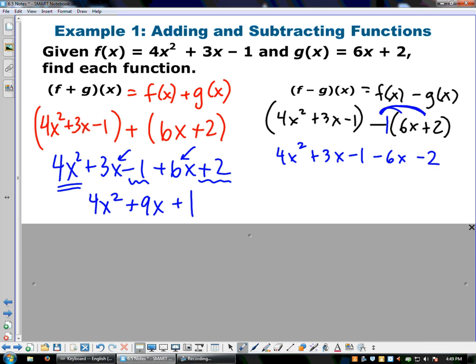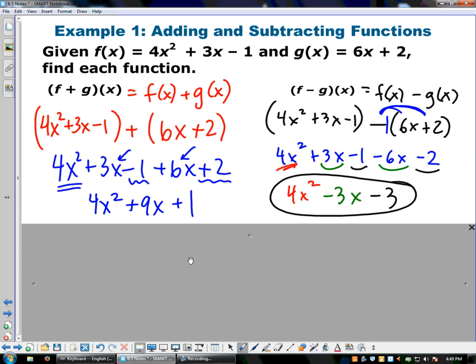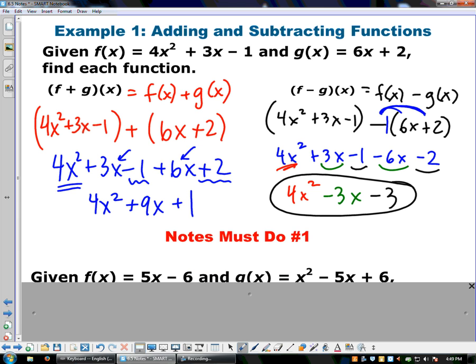And again, if we clean up like terms, we only have one x squared term, so that's 4x squared. We've got a 3x and a minus 6x, which would be a minus 3x. And then we have the -1 and a -2, which would be a minus 3. So this would be our answer for f minus g of x.